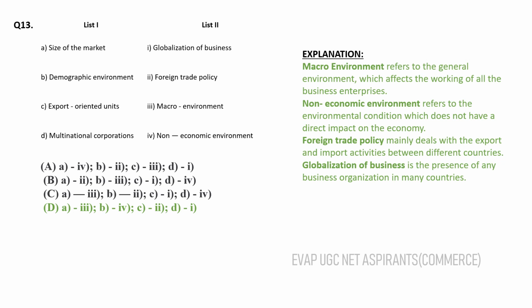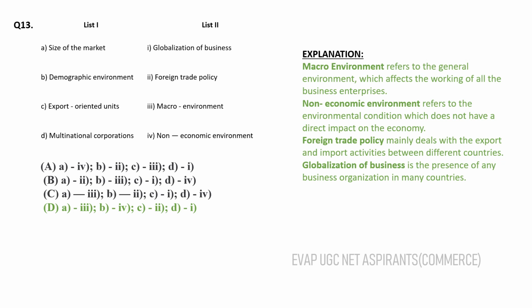Next is export oriented units. Export, obviously it is foreign trade policy, because foreign trade policy deals with imports and exports. Next is multinational corporations. Multinational corporations means globalization of business. Multinational corporations are nothing but one particular company extending its presence over many countries. That is called globalization, right? So multinational corporations is associated with globalization of business.